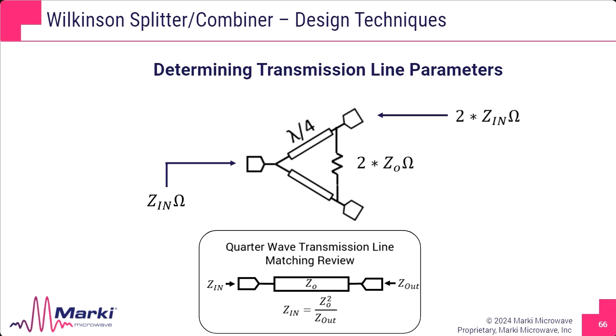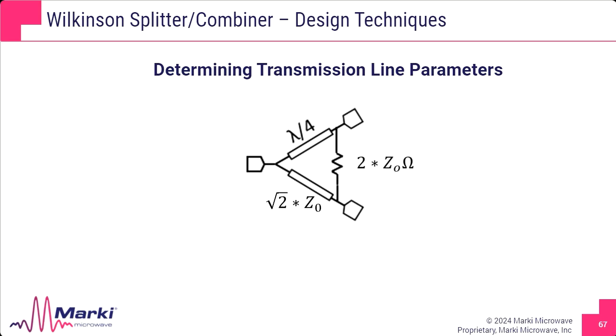Brief review for anybody that forgot, down here at the bottom, of how to do transmission line matching. In short, you can rearrange the terms here and see that the ideal impedance of this quarter wave line is going to be square root of 2 times the system impedance. And at a high level, that is pretty much it. We've designed our transmission lines and selected our isolation resistor.